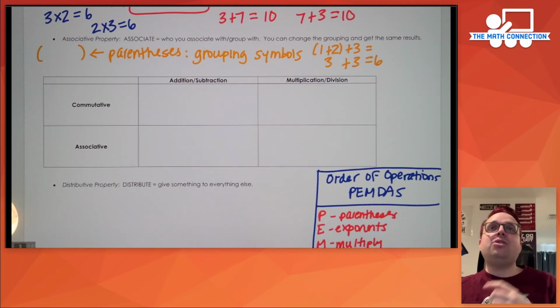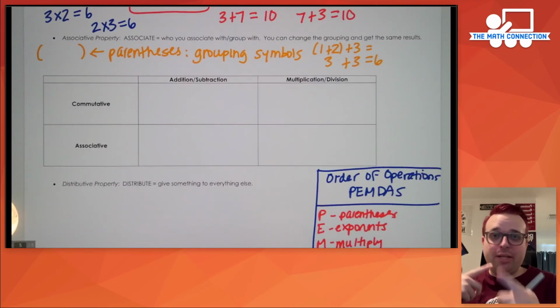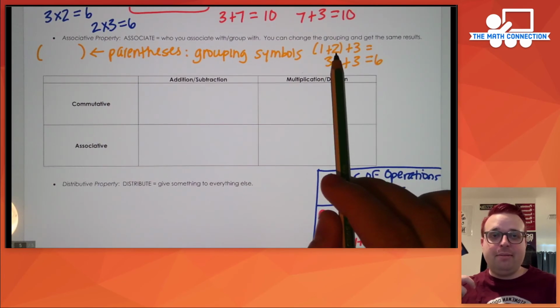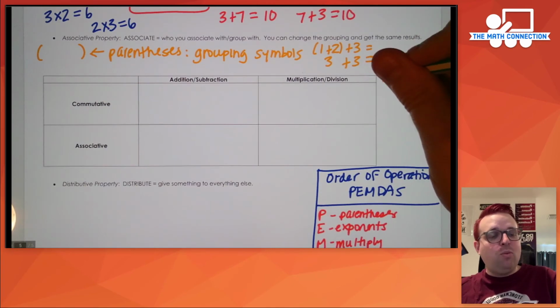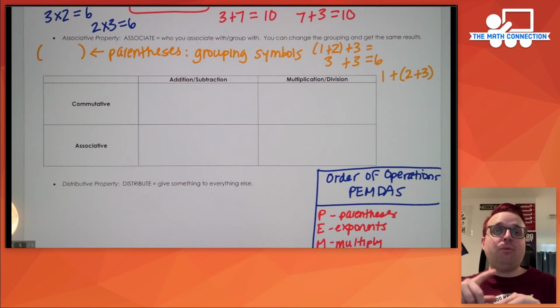Now, what if I associated the numbers differently, meaning the numbers that are friends with each other are now not friends anymore, so 1 and 2 are not friends anymore, but 2 and 3 are friends. So if I redo this problem as 1 plus (2 plus 3), now the 2 and 3 are associated, they're grouped together, and the 1 is not. But do I still get the same result?